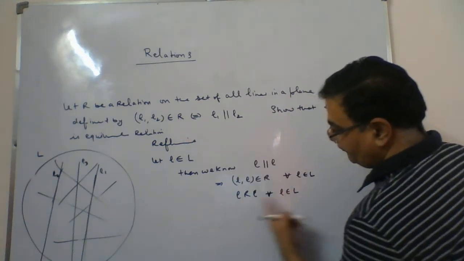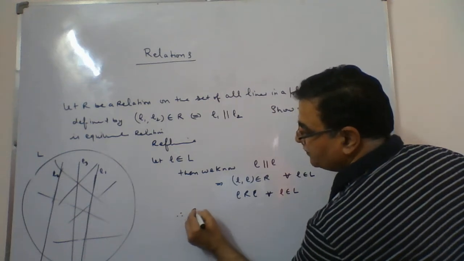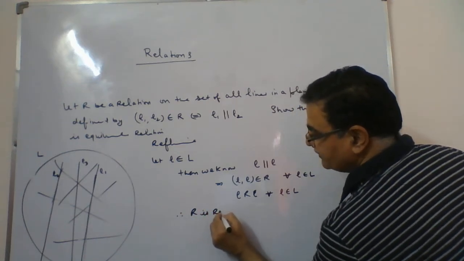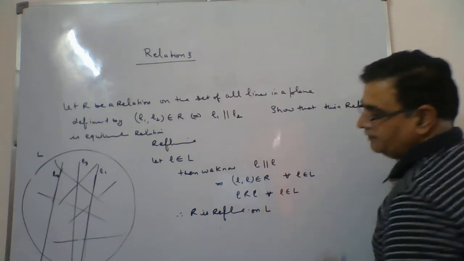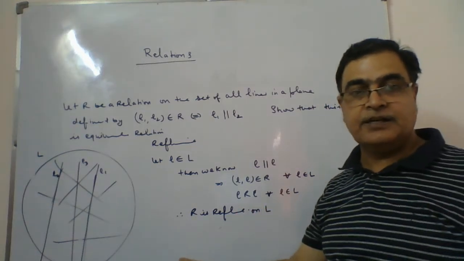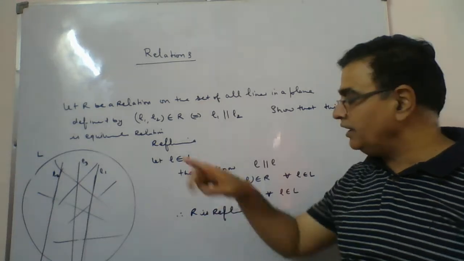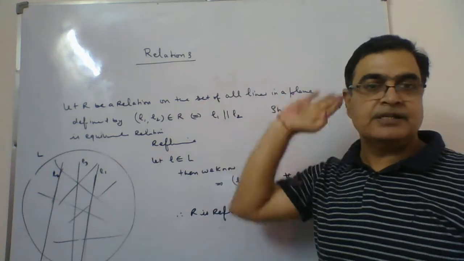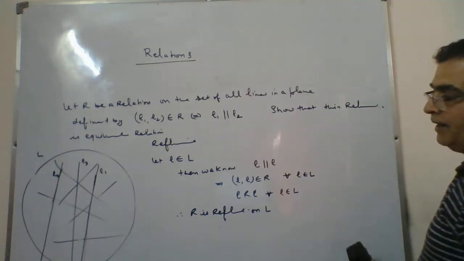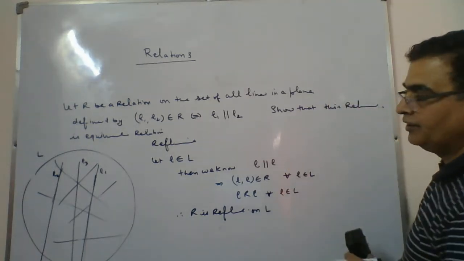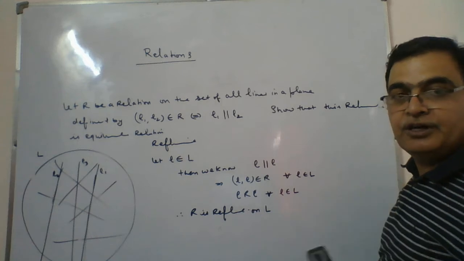So in this case, after getting this, therefore, R is reflexive on L. R is the relation which is reflexive on L. L means the set of all possible lines. Now coming on second part. This is the reflexive we have proved. We have proved that each and every element relate with itself.